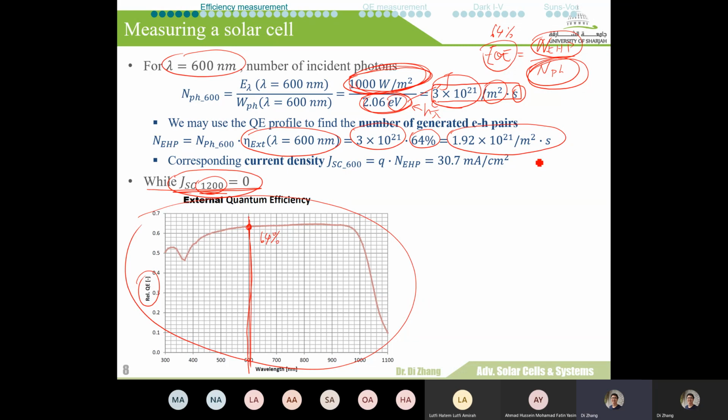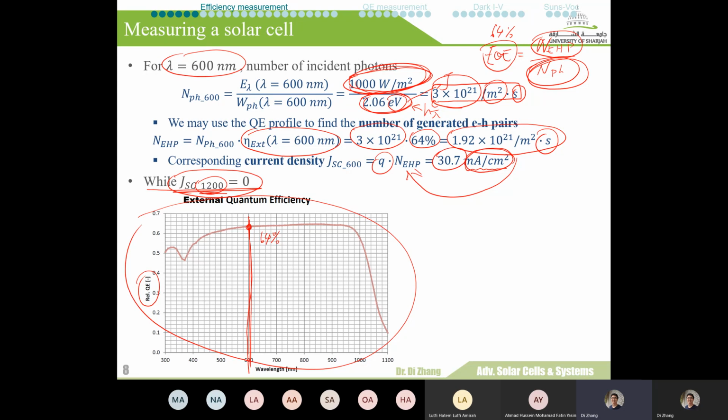And then how do we go from number of carriers into current density? Very simple, multiply by Q, because one carrier will give you one unit charge of Q. So if you multiply together, they will become current, because we are talking about charge per second, and charge per second automatically becomes ampere. And remember, typically for current density, we prefer to use this unit, so you need to do a conversion to match the unit here. But as you can see, the final current density is about 30 milliampere per centimeter square.